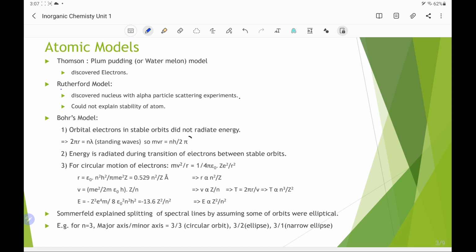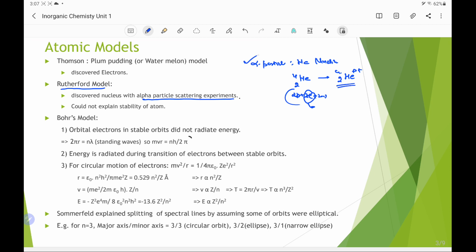Then next is the Rutherford model. This model is based on the alpha particle scattering experiment. An alpha particle is basically the helium nucleus. The helium nucleus can be written as 2He4, containing 2 protons plus 2 neutrons. And if the 2 electrons are removed or ionized from the helium atom, it becomes helium ion, He plus plus. So this helium ion is called the alpha particle.